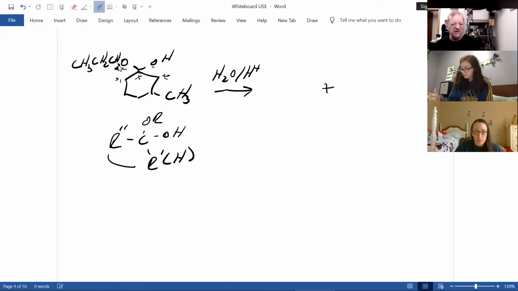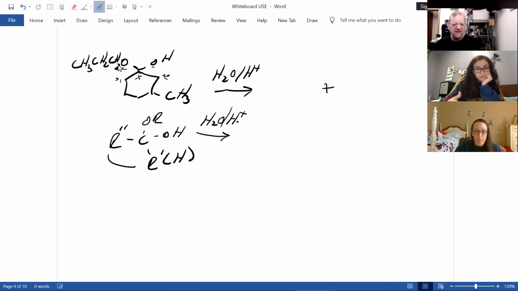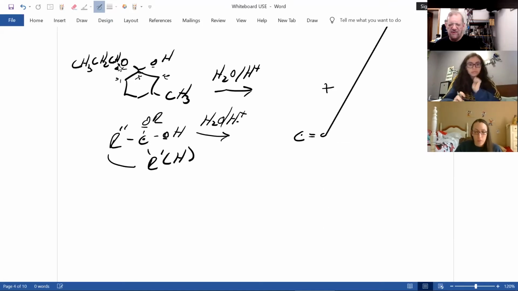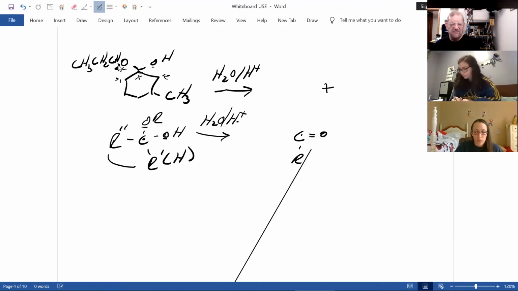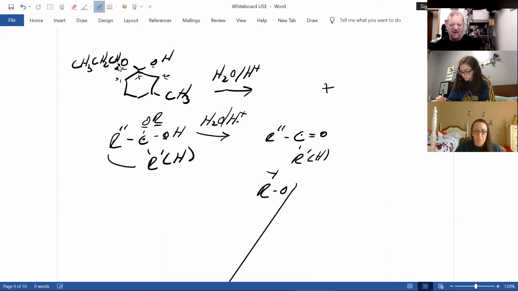Remember, in this molecule, R and R prime are connected together. When you react it with acid and water, keep your eye on the carbon with the two oxygens single bonded to it, and that becomes this carbon, which is double bonded to oxygen, and R prime, or if it's a hydrogen, and R double prime. And then this R group on the oxygen becomes an alcohol.